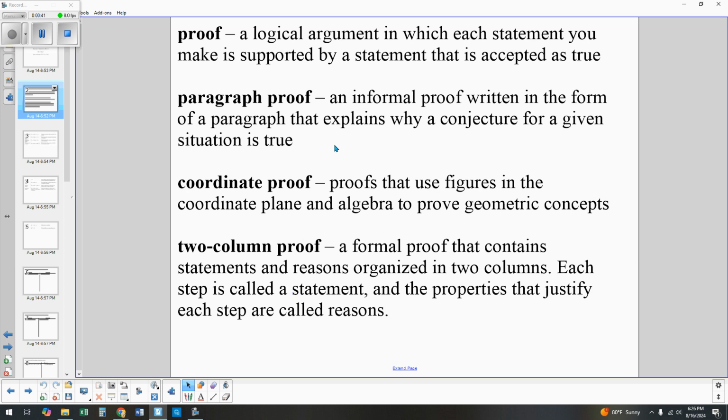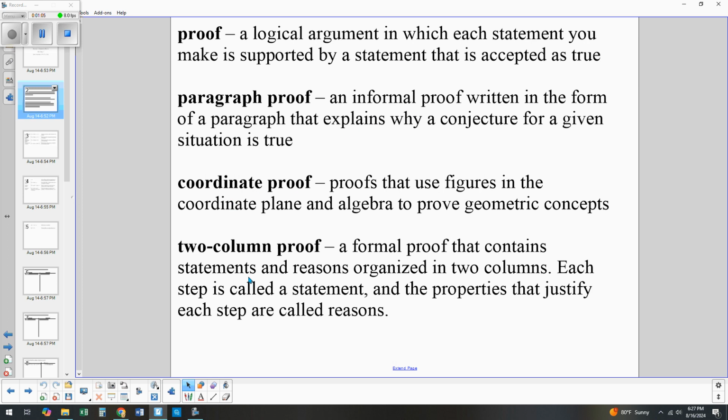So paragraph proof is more informal. It's more written how you would say the things that you're saying. So this because this. Paragraph proof is very much used in conjunction with what we call a coordinate proof. These proofs use figures in the coordinate plane and algebra to prove different geometric concepts. So you might be proving that two triangles are congruent, and you're going to explain using your words.